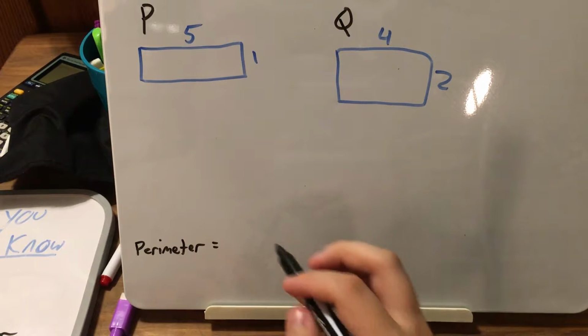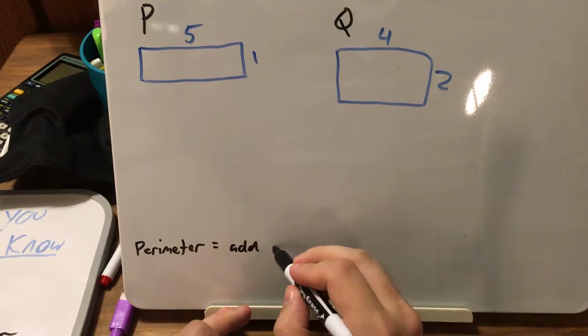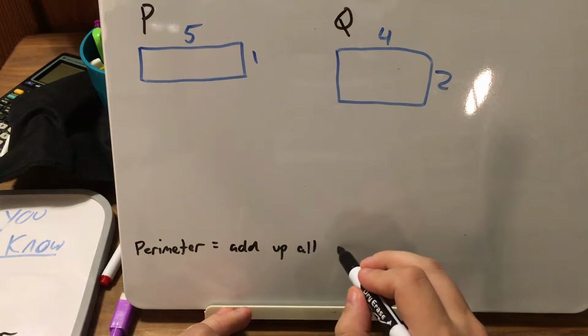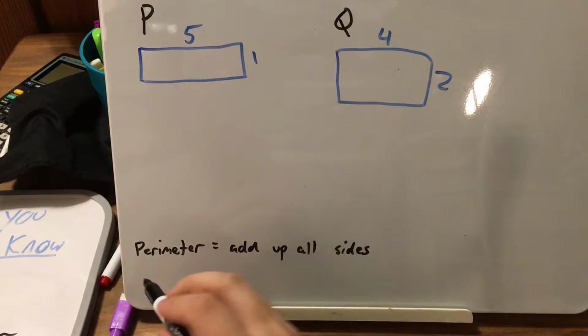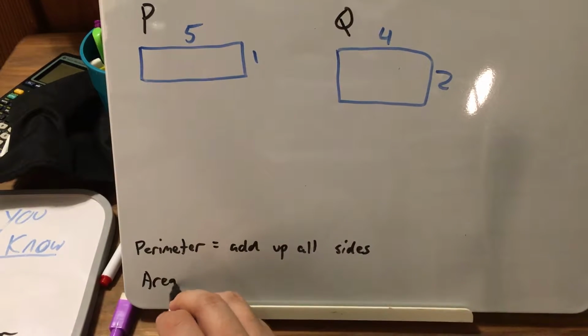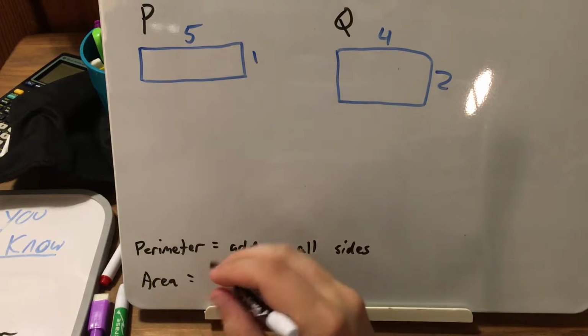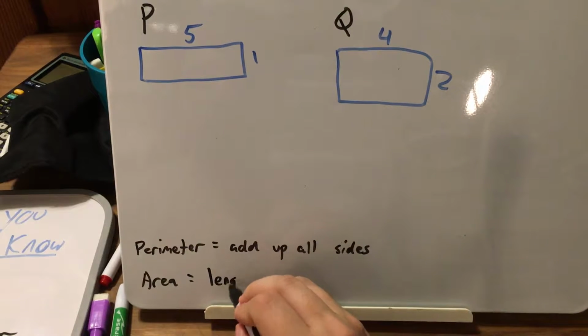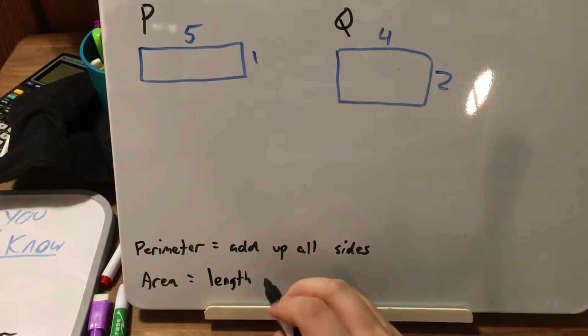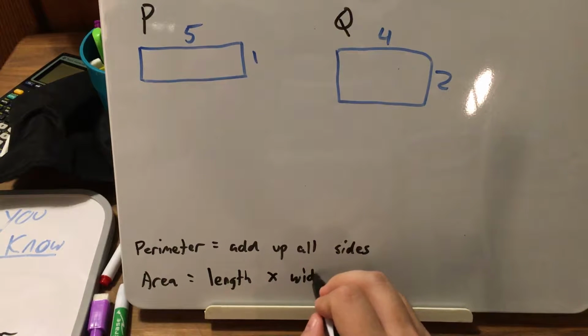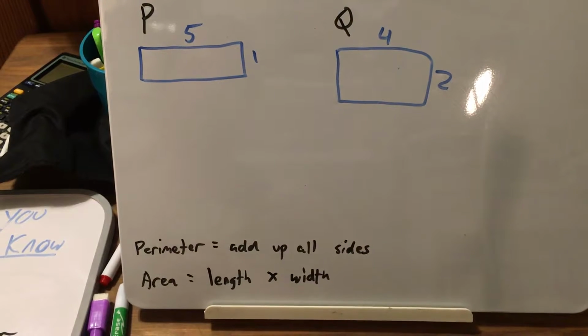To find perimeter, I'm going to need to add up all my sides, and then for area, thankfully we're dealing with rectangles here. If we were dealing with another shape, this would be more difficult. But for area of a rectangle, I just need to multiply my length by my width.